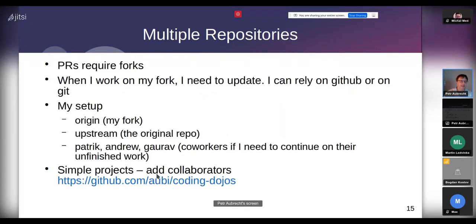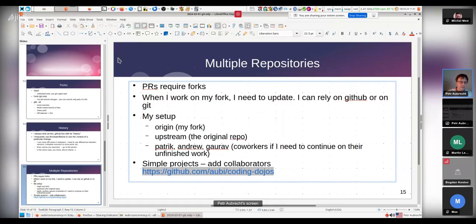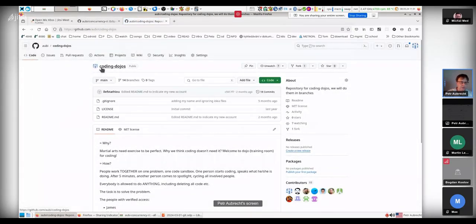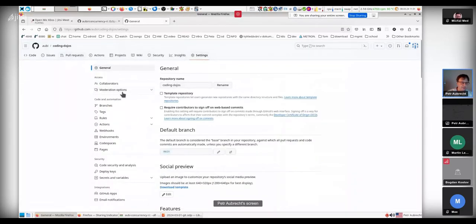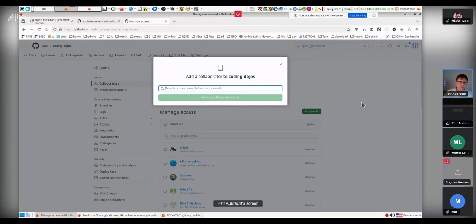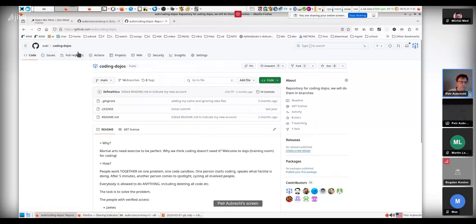And if you want to work on your branch with several other people, you need to add the collaborators in the Git repository. Like I have this repository which we use for coding dojos. Everybody is pushing here, and in settings, collaborators, you see everybody's here. You can add people, put your name here, add them, and they need to accept it. Once they accept it, they can collaborate with you on this project.